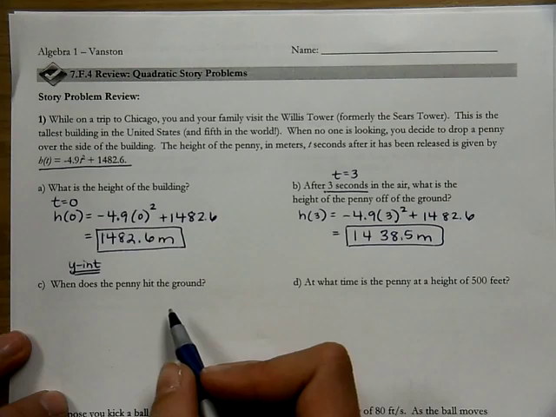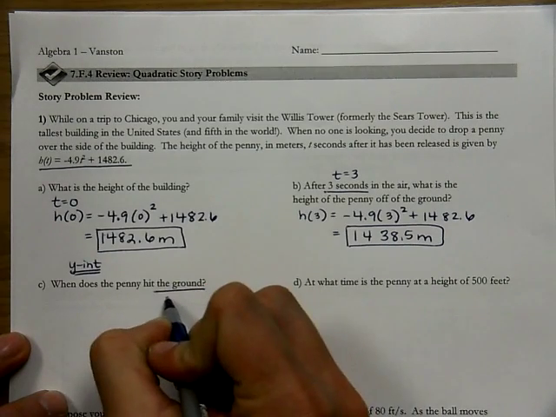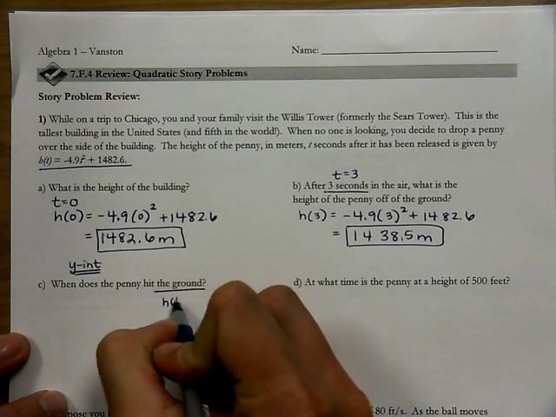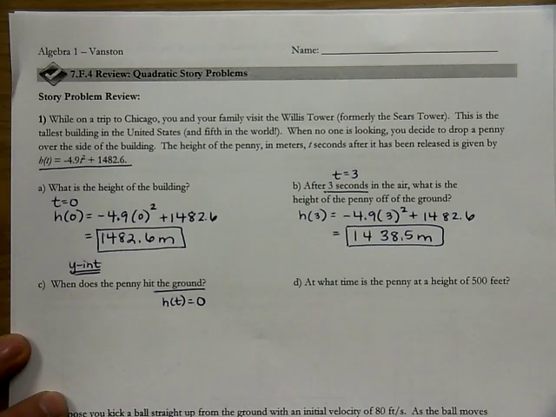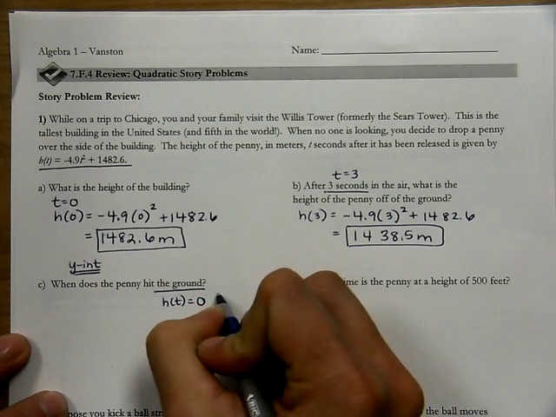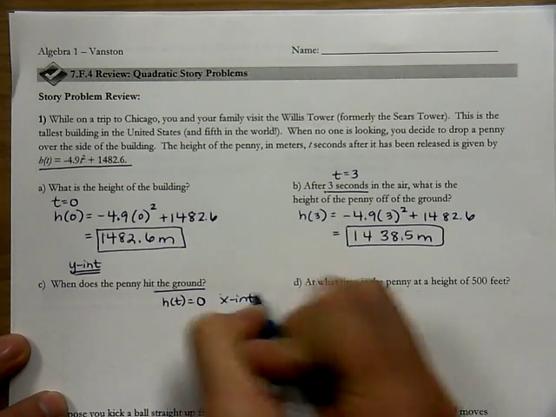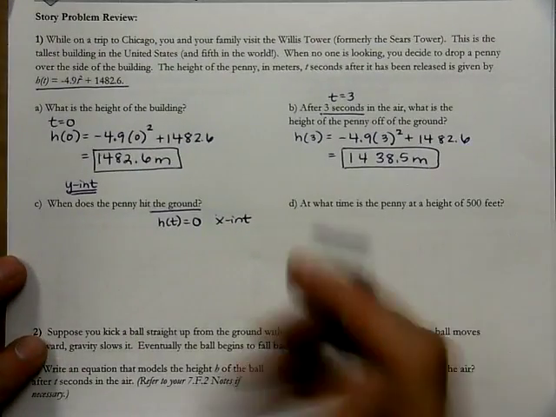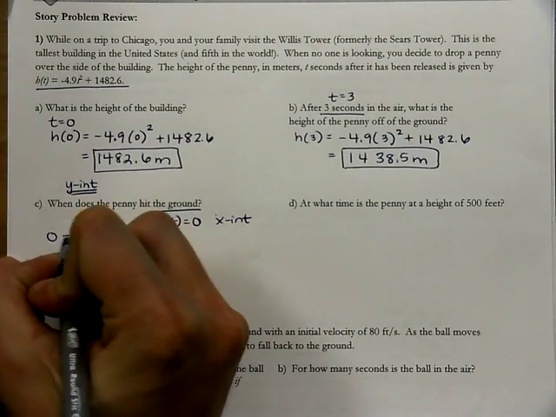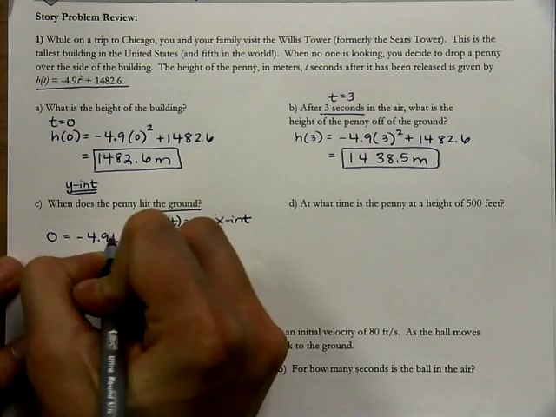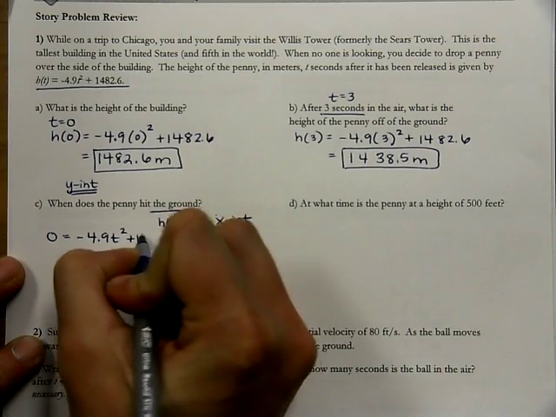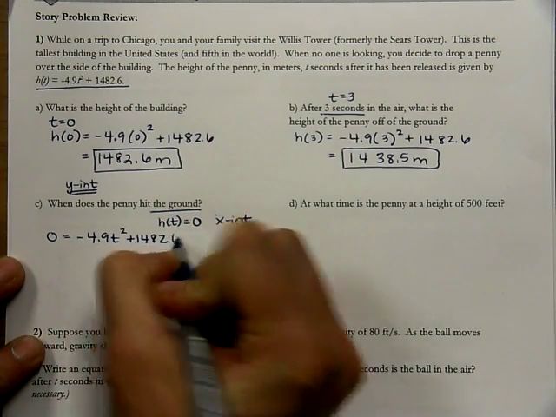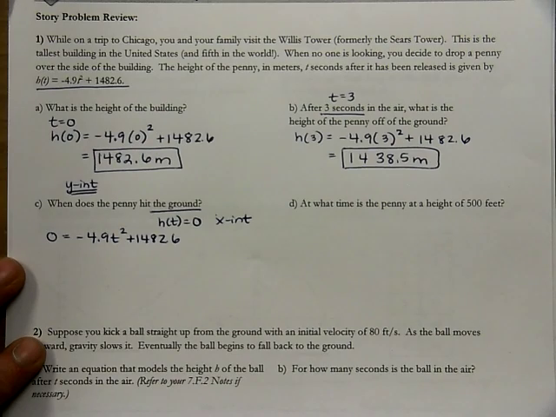And here, when does the penny hit the ground? Well, when it hits the ground, that's when the height is 0. Or in other words, we are finding the x-intercept. So that's going to be when we substitute 0 in for h of t, negative 4.9 t squared plus 148.6. And now I just need to solve the equation for t.